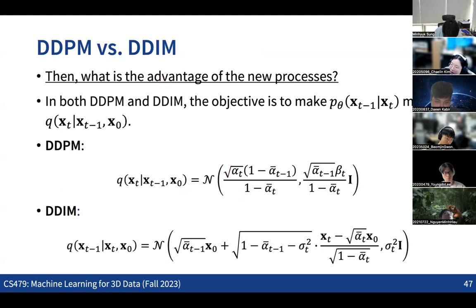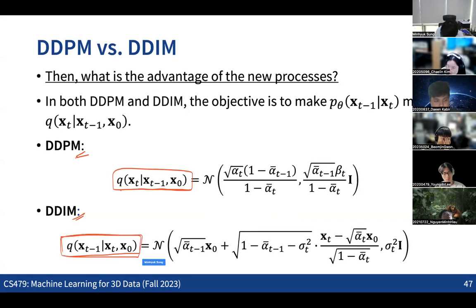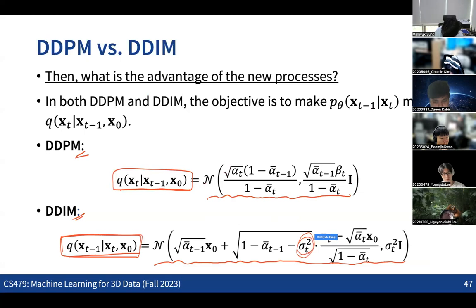Then the question might be: what's the advantage of having the new processes? Why do we need these new forward and reverse processes? We're going to briefly see the differences between the DDPM and the DDIM. The key thing is the way we define this conditional distribution. This was what we derived from the definitions of the forward transition, and this was what we directly modeled in the DDIM process with the new parameters here.